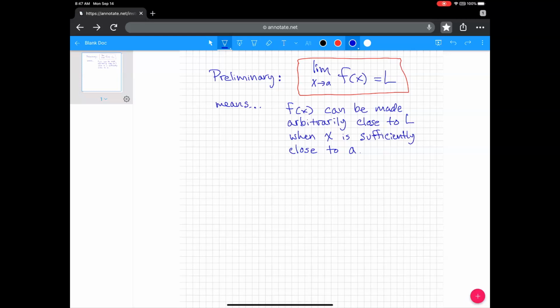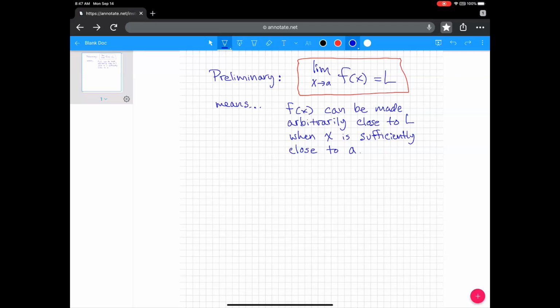Then the meaning behind that preliminarily was that f of x can be made arbitrarily close to L when x is sufficiently close to A. The idea being that if the limit is 7 of some function, when x goes to 5, for example, the function will get arbitrarily or infinitely close to 7 when you are plugging in x values sufficiently close to 5 or something like that.